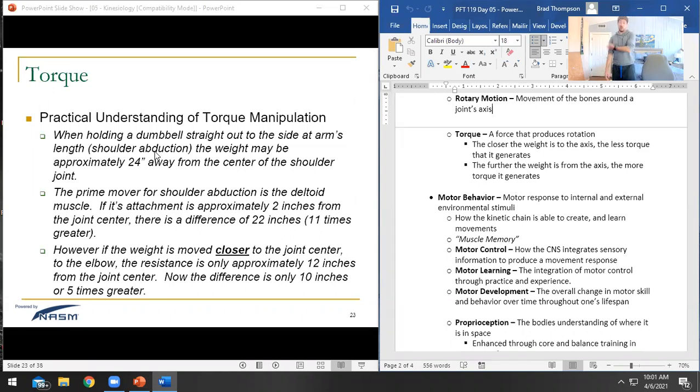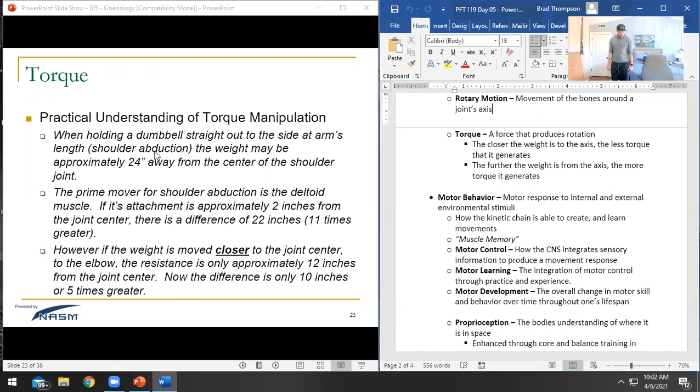The resistance is now only about 12 inches away. The deltoid muscle is still 2 inches long, so that's a 10 inch difference. So that's only 5 times greater: 10 divided by 2, instead of 22 divided by 2. So the difference is that this is going to feel much lighter than when my dumbbells were all the way at my hands. Now, obviously, we're not duct taping things to our clients.